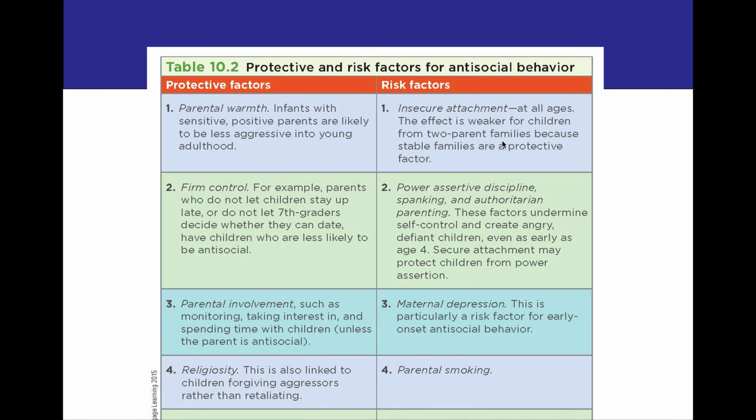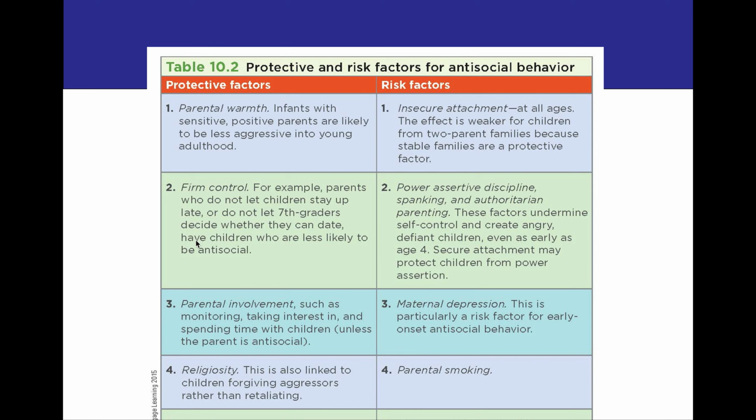As opposed to the risk factors, these are insecure attachments. This happens at all ages. The effect is weaker for children from two-parent families because the stable families are a protective factor. So yeah, the more stable the home life, of course, the less the risk factor is on the child.